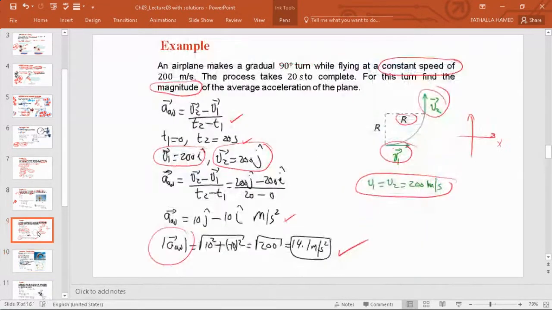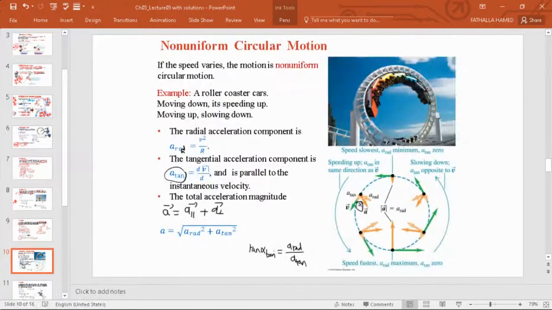This is basically uniform circular motion, when you go around with constant speed. Now, you can go around the circle and you can change both. You can change your speed, and you can also change direction, because when you go around the circle, you're going to change the direction of your velocity.